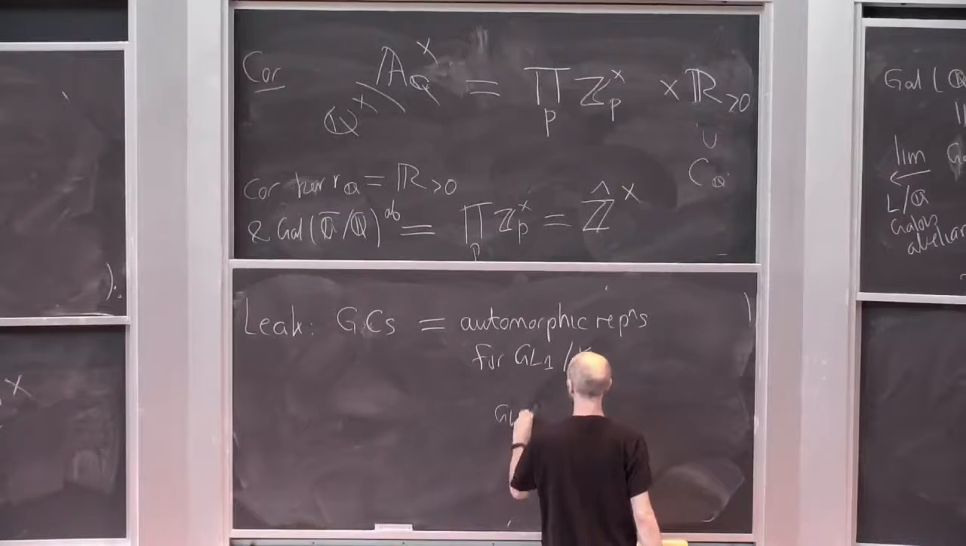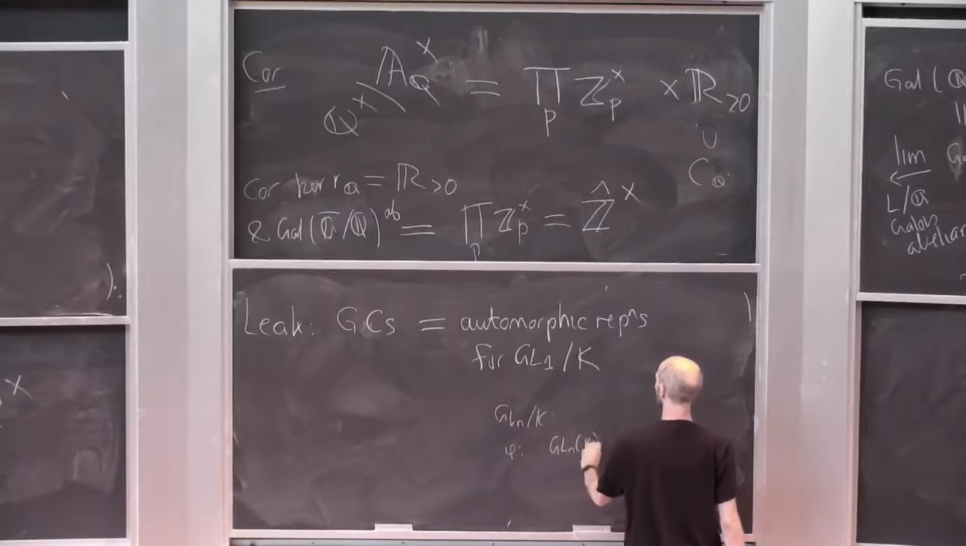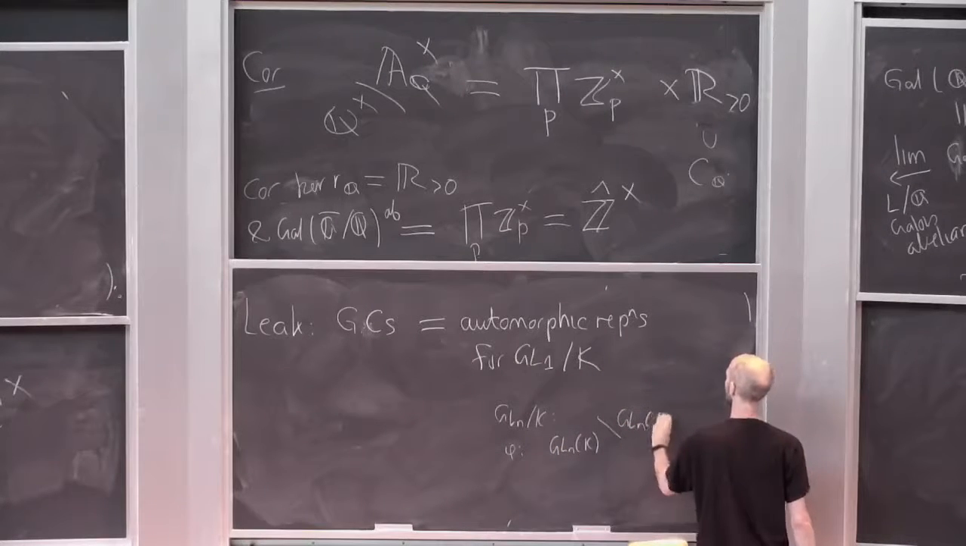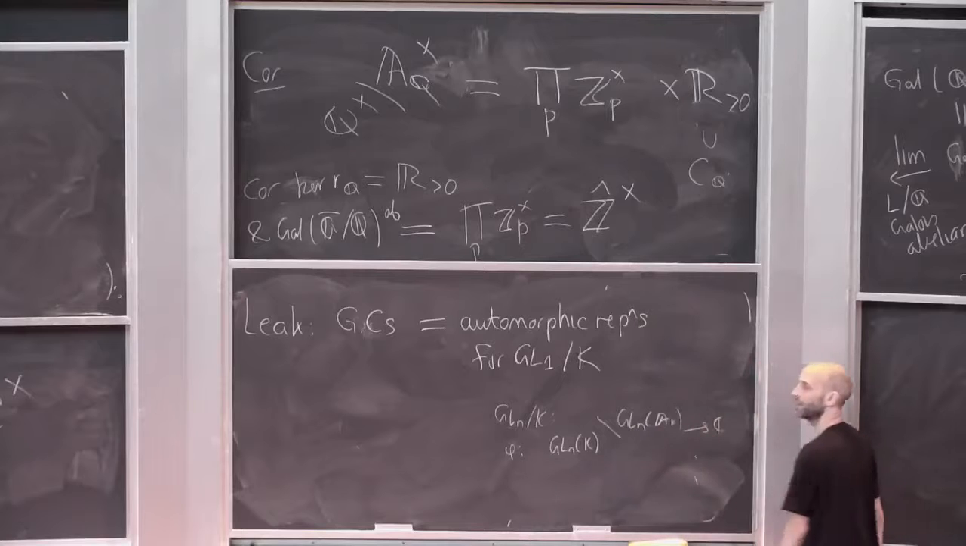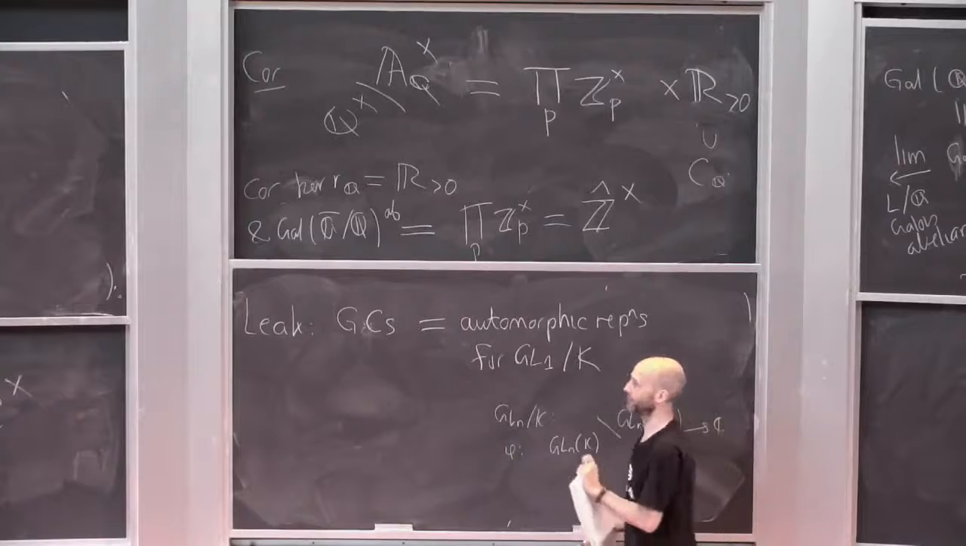When we get GLN over K, we're going to end up with maps from GLN of K over GLN of the adeles A_K, right? To C. So blah, blah, blah, blah, right? That's where we're going. So that's right, you can forget I said that.